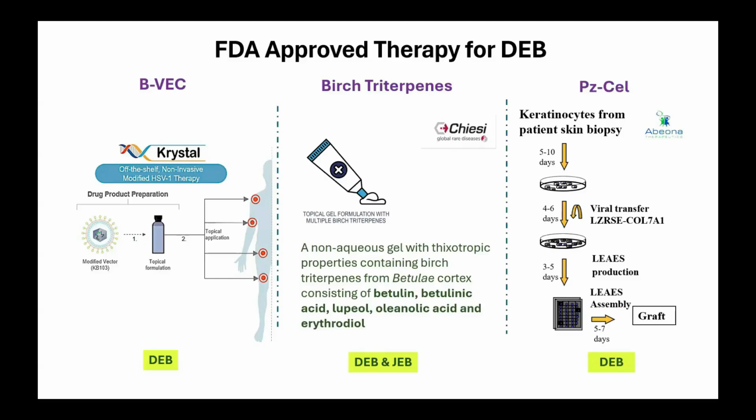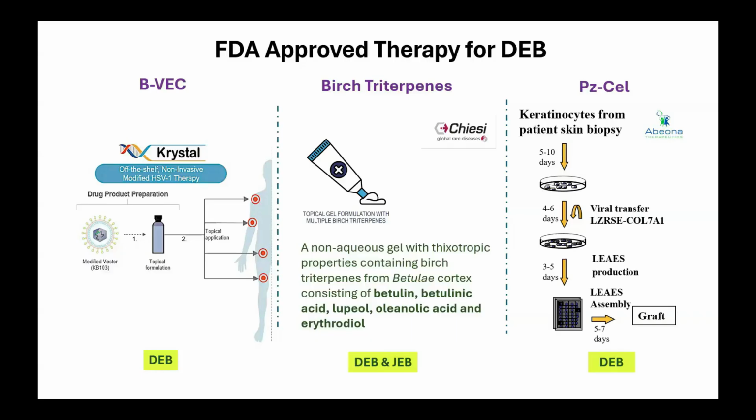Fortunately, this year in May, a third therapy for EB has been approved using autologous keratinocytes that are transfected with a viral vector that carries a normal copy of the collagen 7 gene. These genetically modified keratinocytes are propagated to grow into skin grafts that are surgically placed on the wound for dystrophic EB patients.